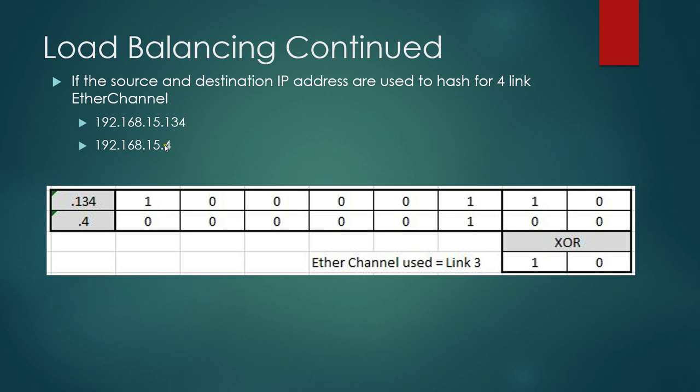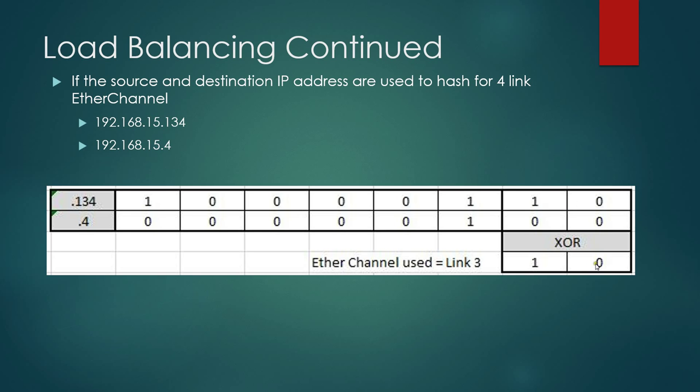Now, in order for us to use the least significant bits, I've put the last octet here in this graph, and I've changed each of these least significant octets into a binary number. The least significant bits within that are the far right bits. As we remember, our four link Ether channel requires 2 bits to identify the links. The least significant 2 bits of 134 are 1 and 0, whereas the least significant bits of 4 are 0 and 0.